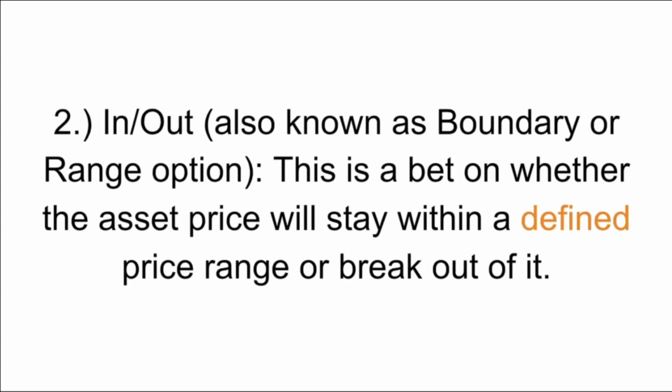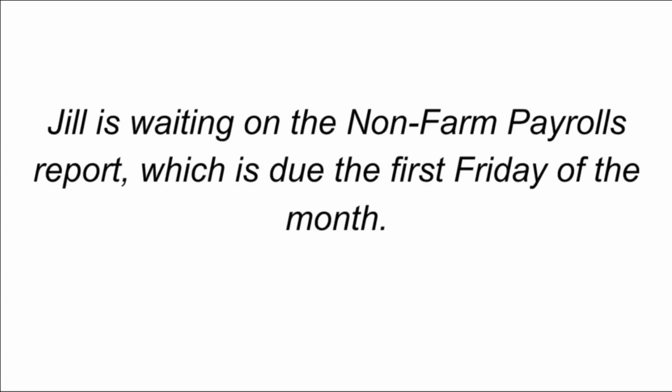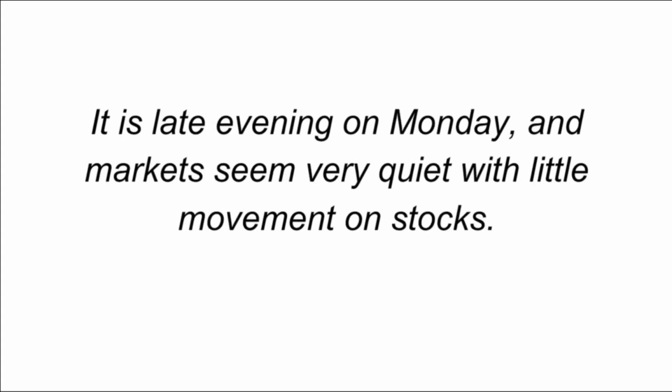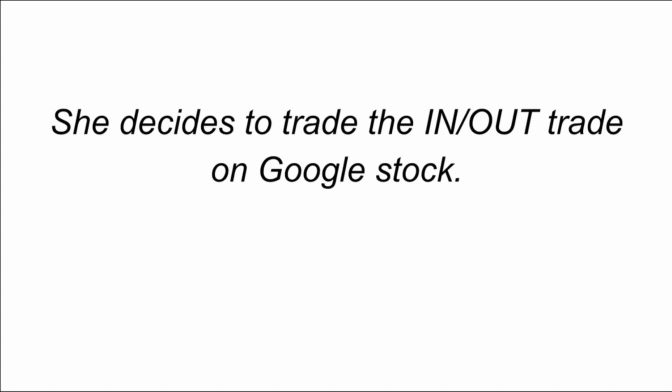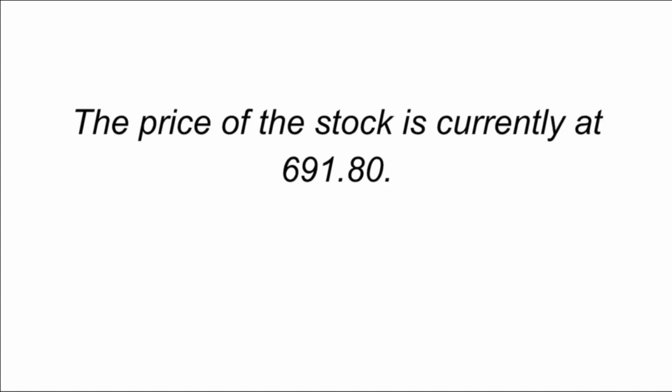2. In-out, also known as boundary or range option. This is a bet on whether the asset price will stay within a defined price range or break out of it. An example of this trade is as follows. Jill is waiting on the non-farm payrolls report, which is due the first Friday of the month. It is late evening on Monday and the market seems very quiet with little movement on stocks. She decides to trade the in-out trade on Google stock. The upper price is at $691.95 and the lower price is at $691.50. The price of the stock is currently at $691.80.